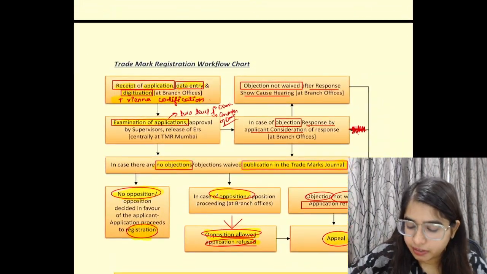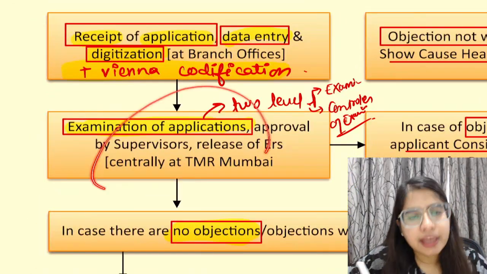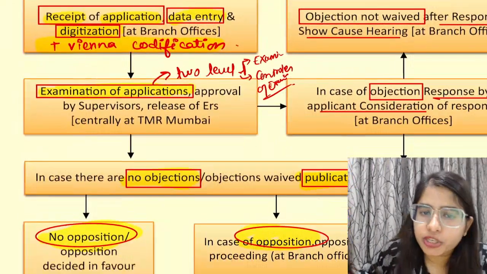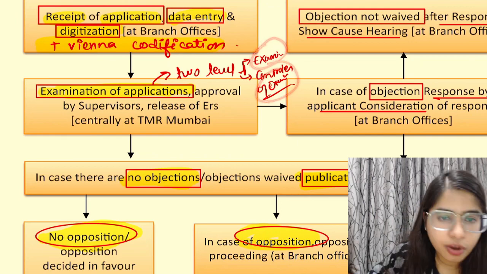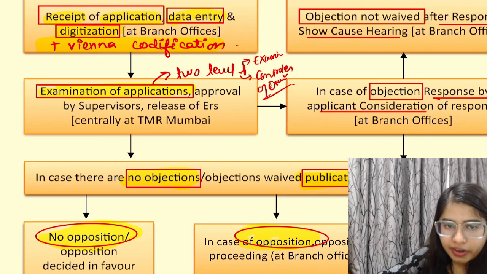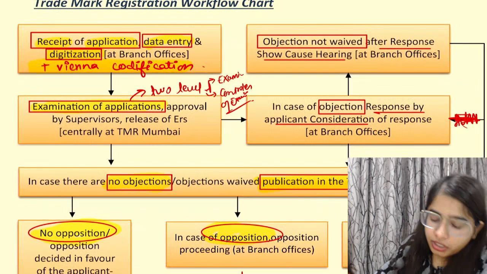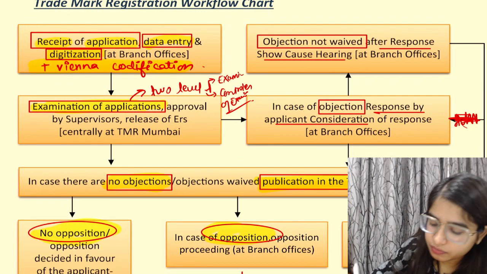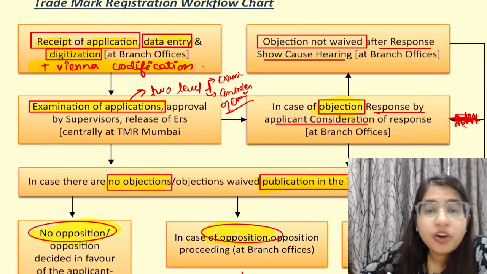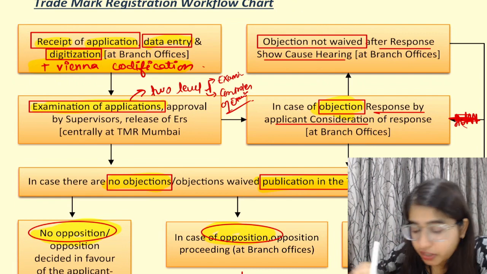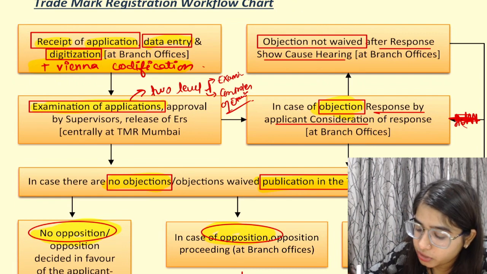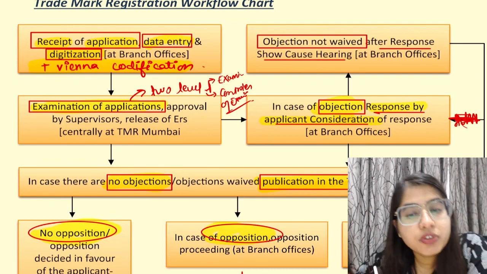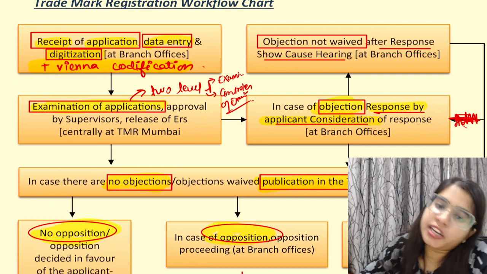Now coming back here to the examination level, what if they have any objection? What if the examiner or the controller has any objection? They are not satisfied. If the examiner has any objection, they will not even publish it in the journal. They will raise an objection, and they will get a response from you.